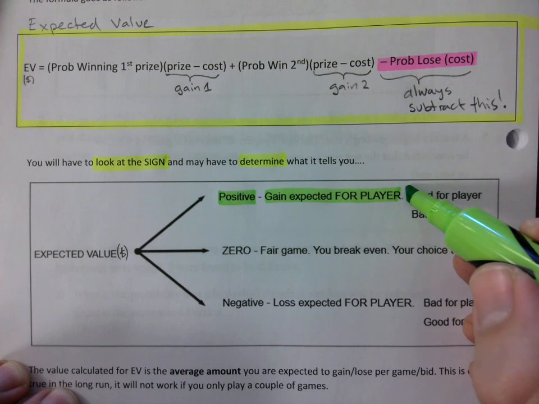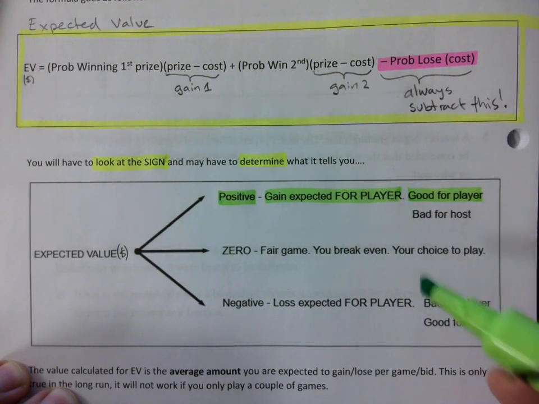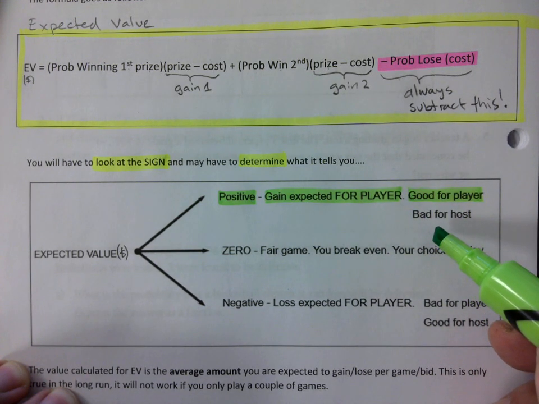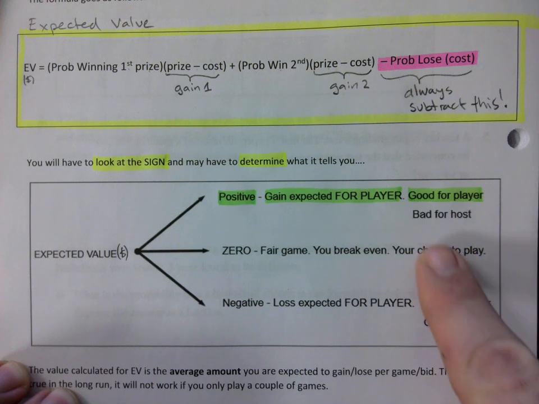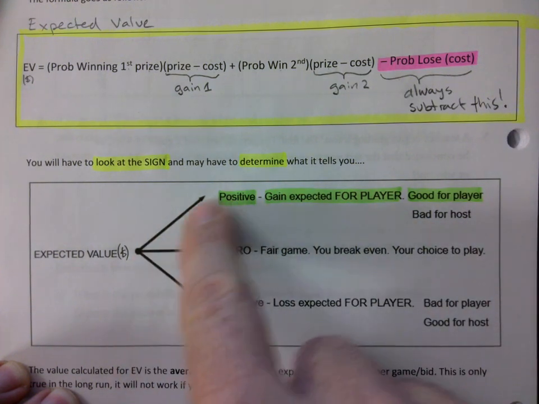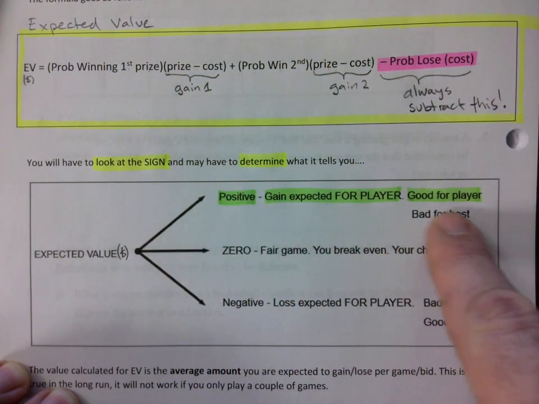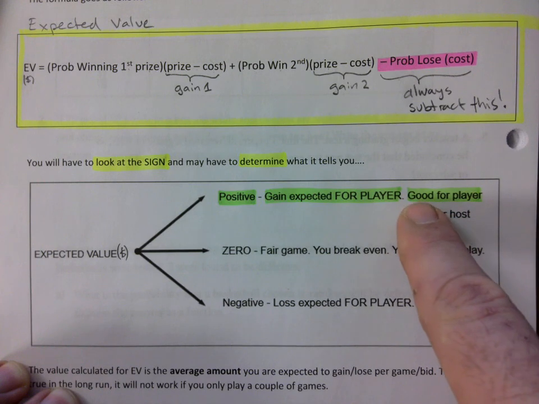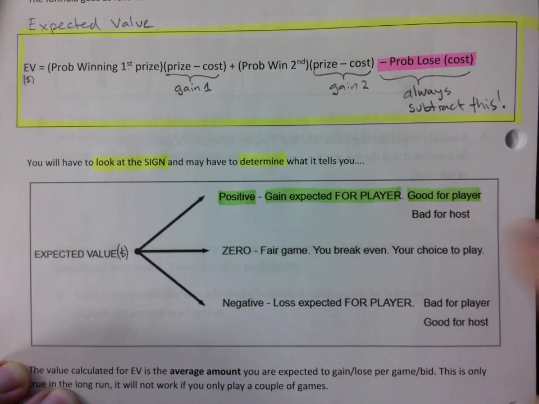This is good for the player, but bad for the host. So if you were the casino, you'd say a positive answer is not good for the host. So this is a bit of a tricky one. I'm just going to stick with good for the player for now.